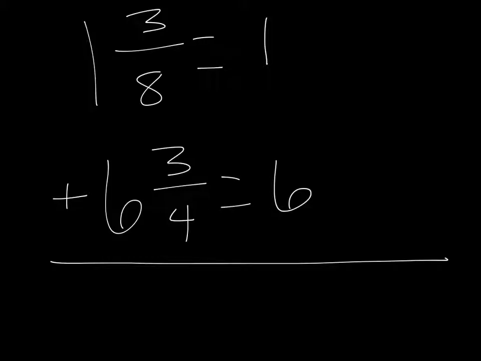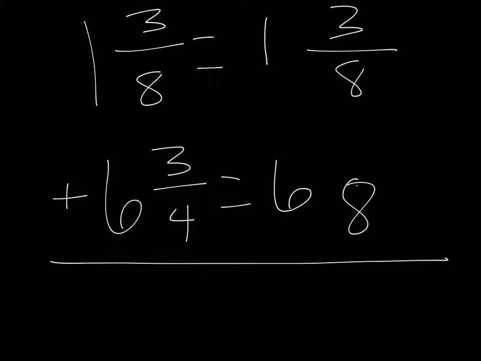So with the denominators of 8 and 4, what should I use for my common denominator? What do you think? 8. Let's use an 8. How do I get from 8 to 8? Times 1. If I multiply the bottom by 1, what do I do to the top? And 3 times 1 is? 3.